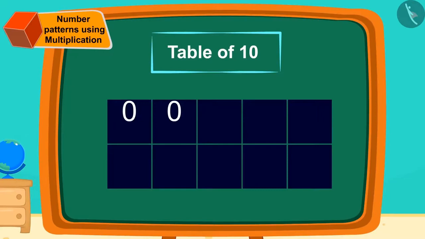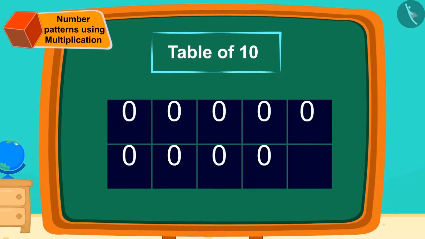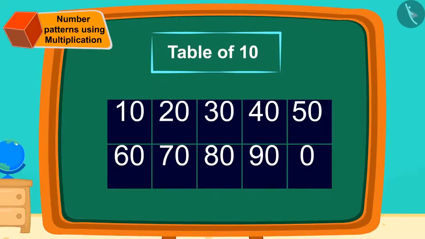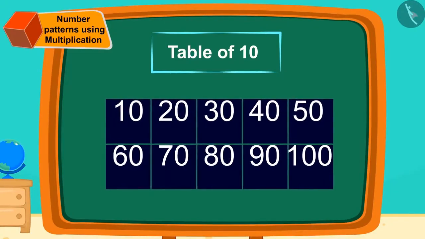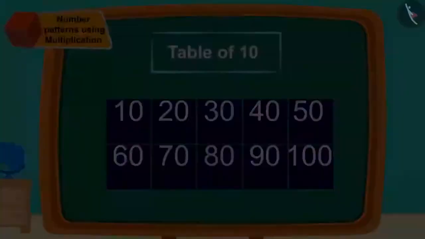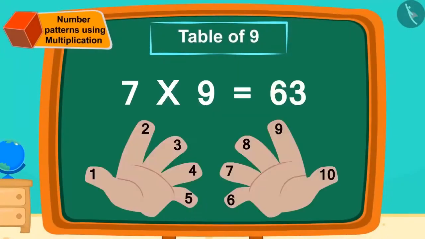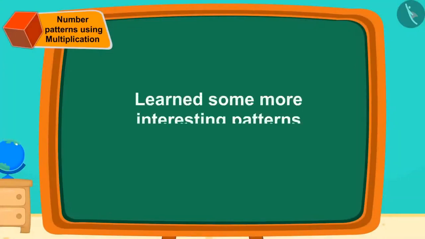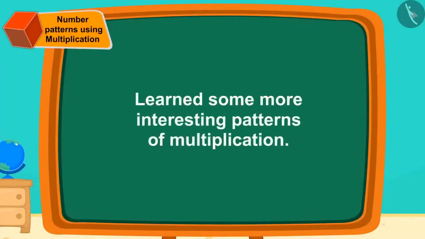First, we will write 0 in this way 10 times. Now, next to these zeros, we will write the numbers from 1 to 10 like this. What do you see here, children? Yes, our 10 table is ready. Children, now you can memorize the tables very quickly using these easy patterns. In this lesson, we learned some more interesting patterns of multiplication.